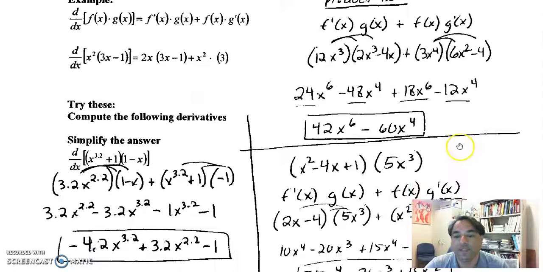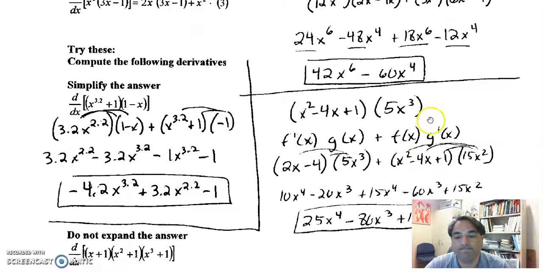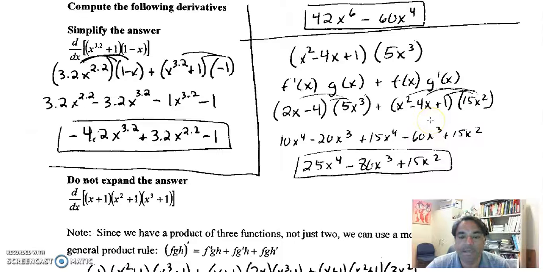X to the 4. Then we combine like terms. We have 24x to the 6 plus 18x to the 6. 24 plus 18 is 42x to the 6. Then we have minus 48x to the 4 minus 12x to the 4. That gives us minus 60x to the 4. Okay. Then you have another example here. It's going to kind of go through it quickly. Now we're getting the idea.